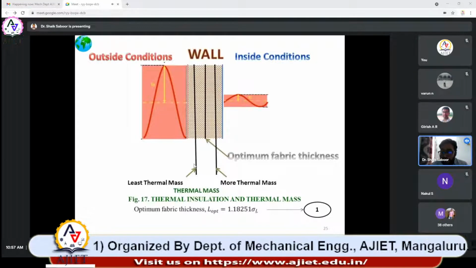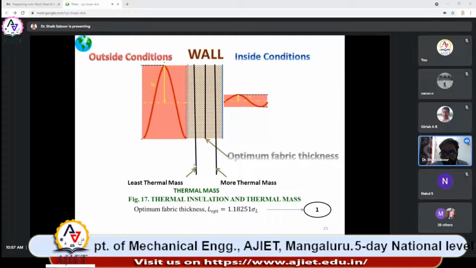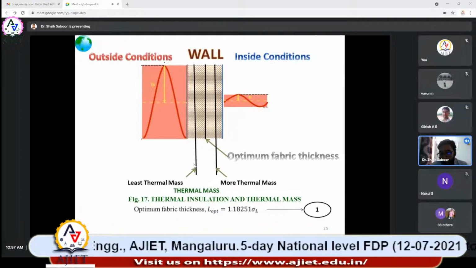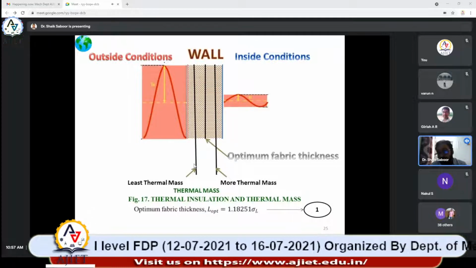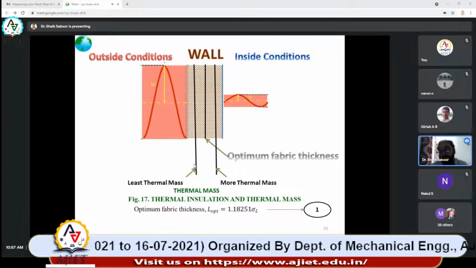Okay, then how should be the wall? How should be the roof? What should be the thickness of the wall? What should be the thickness of the roof? What is the roof material and what is the wall material? So these things are very, very important to focus.